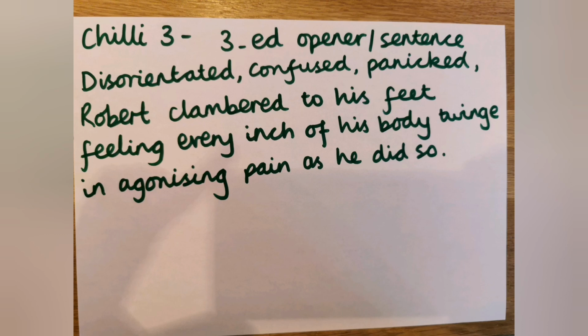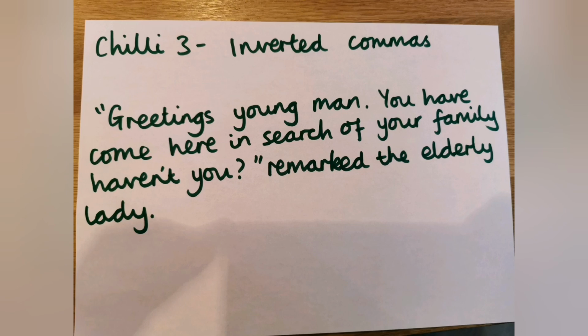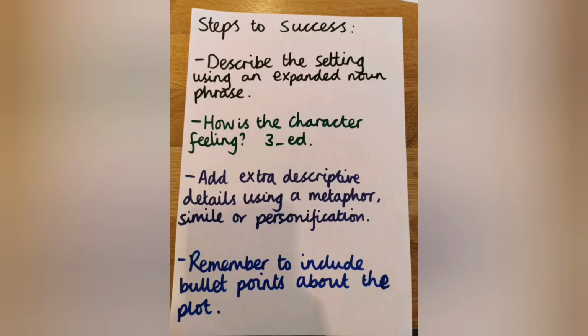You could even begin to think about the dialogue between the characters using your recap knowledge from Miss Evans. For example, here's some speech that I have written using inverted commas about the person that my character meets. Here are your steps to success to help you with what to include at each point on your story mountain.